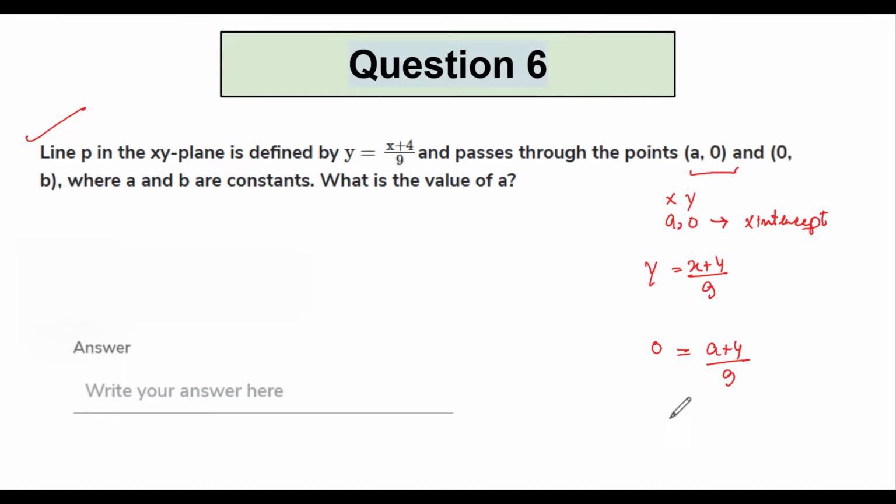Solving this, 0 equals a plus 4. So a equals negative 4. Your answer is negative 4. You write negative 4 as it is. Okay, I hope you understand, students. Let's move to the next question.